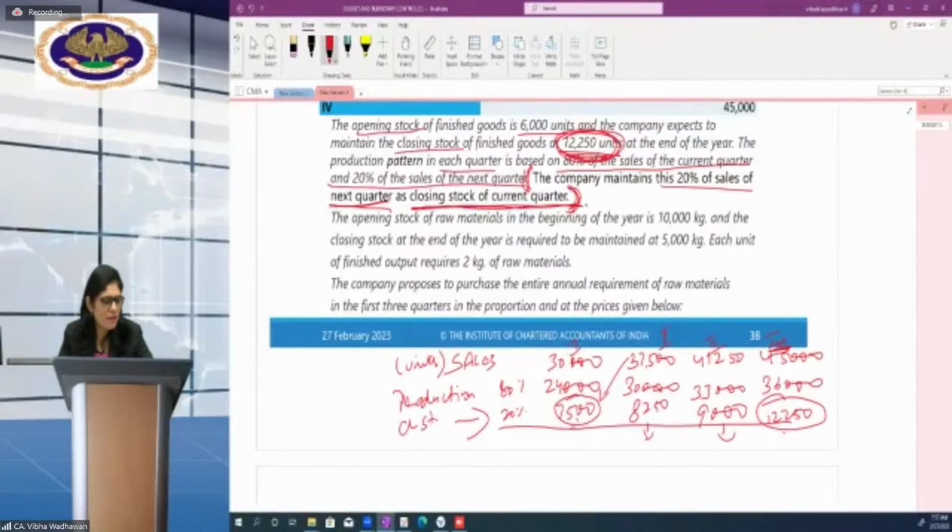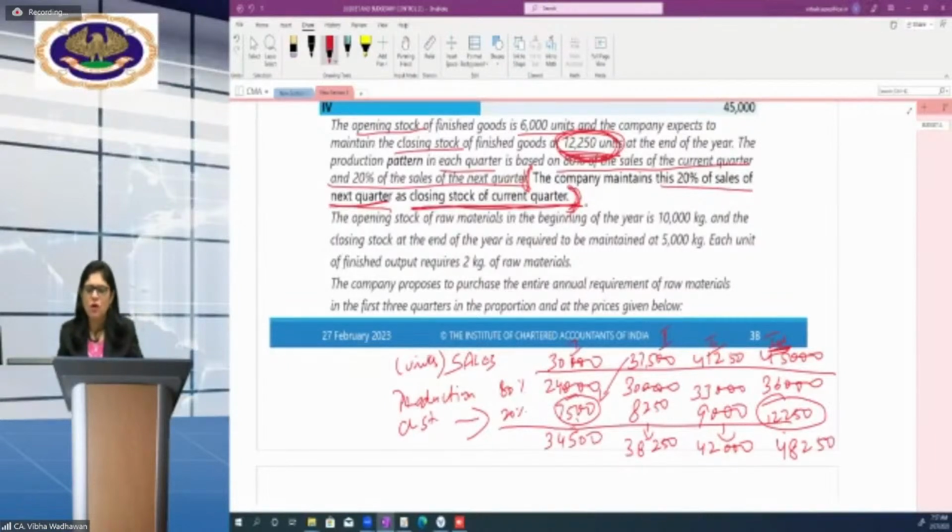So I hope you have understood this. Clear? So yes, we have now. Can we have the production? 34,500, the production for first quarter. How much is the production for the second quarter? 38,250. How much is the production for the third quarter? 42,000. Can I have the production for the fourth quarter? 36,000 plus 12,250, 48,250. So the production of the fourth quarter has to be 48,250.